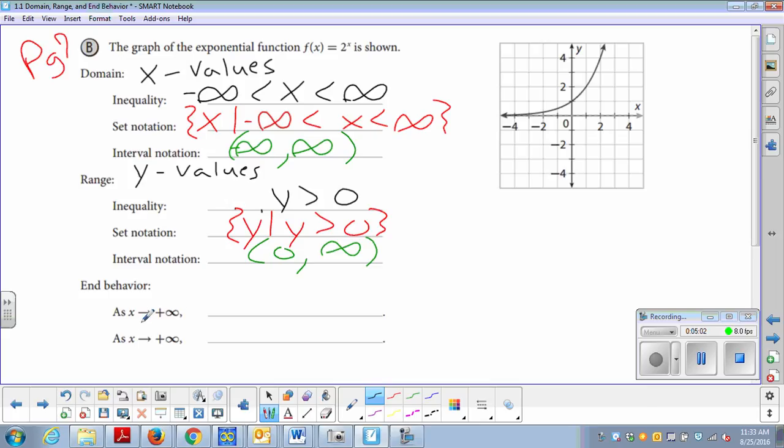So as x goes to infinity, what happens to the y? Well, as x keeps going this way, y goes to positive infinity. So that's going to get us f of x goes to infinity, or y goes to infinity.